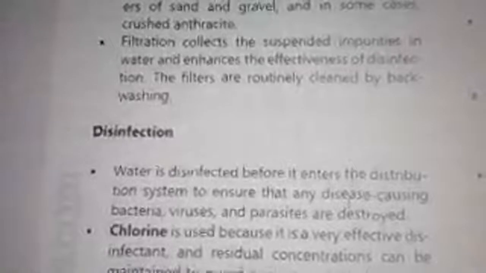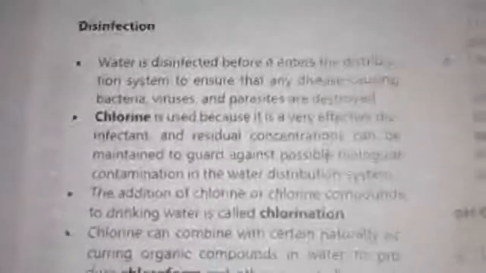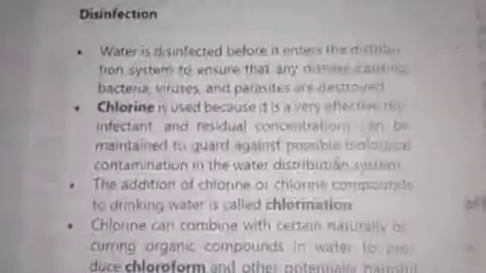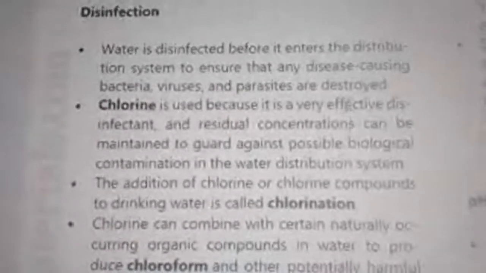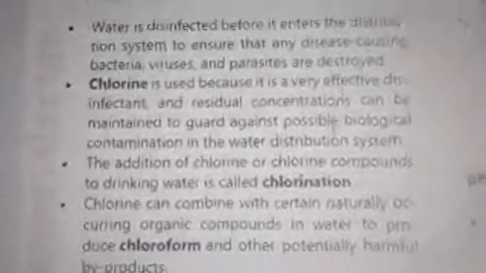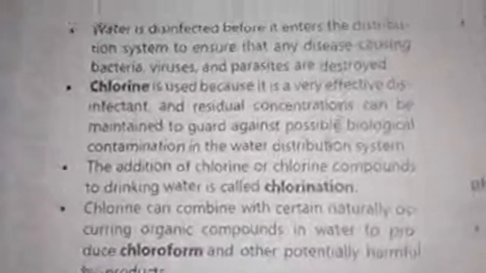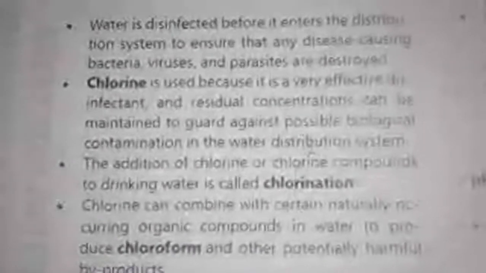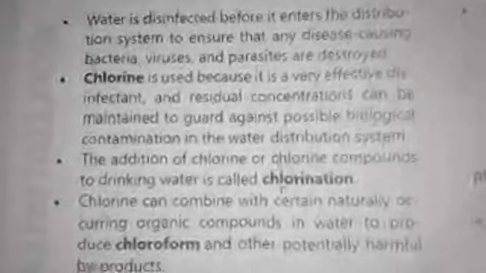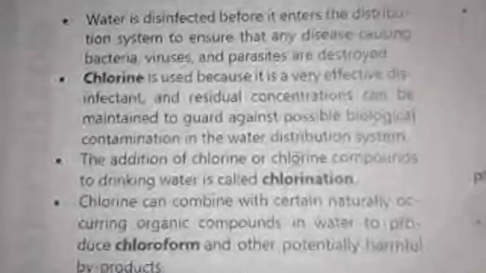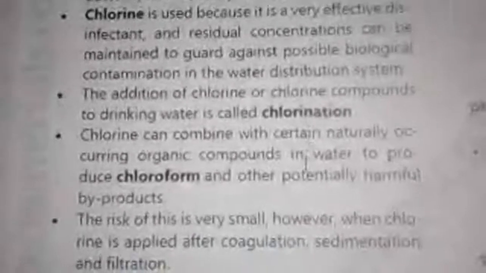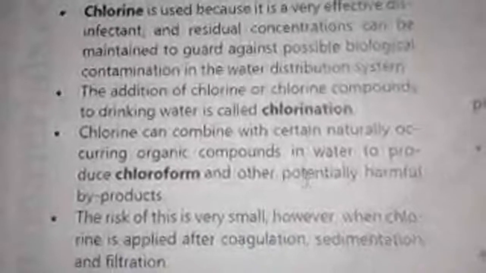Disinfection. Water is disinfected before it enters the distribution system to ensure that any disease-causing bacteria, viruses, and parasites are destroyed. Chlorine is used because it is a very effective disinfectant, and residual concentrations can be maintained to guard against possible biological contamination in the water distribution system. The addition of chlorine or chlorine compounds to drinking water is called chlorination.